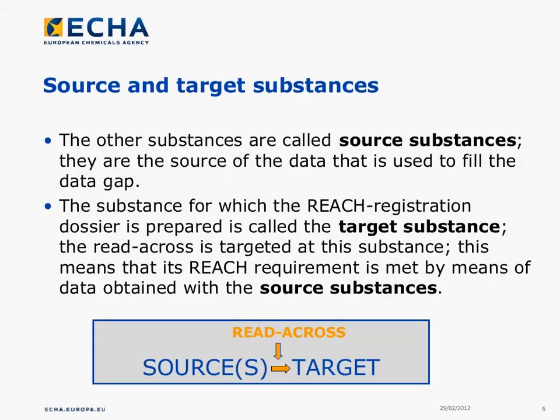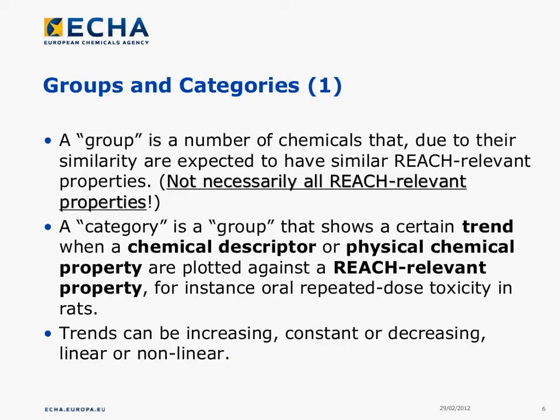If you're doing read-across, we're normally talking about source and target substances. The other substances are called source substances. They are the source of the data that is used to fill the data gap. The substance for which the REACH registration dossier is prepared is called the target substance. The read-across is targeted at this substance. This means that its REACH requirement is met by means of data obtained with the source substances. So a very simple figure, at the bottom of this slide, is that we have sources. We can have more than one source, and then we claim that the data obtained with these sources tell us something about, or can be used for, the target. And this process is called read-across.